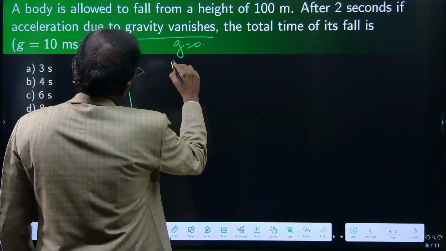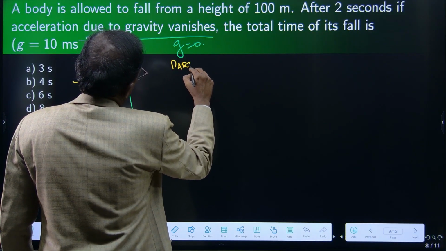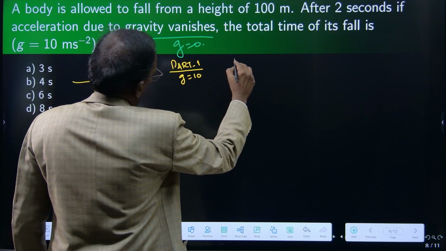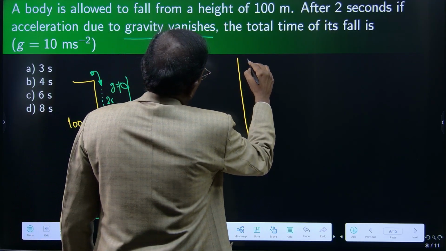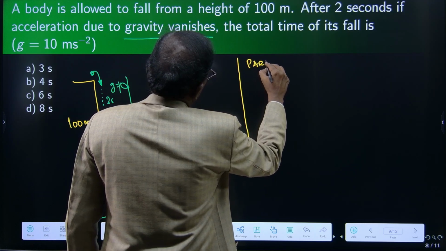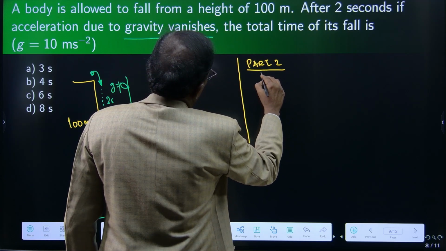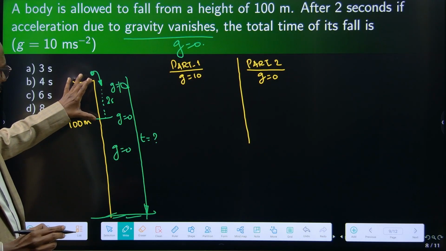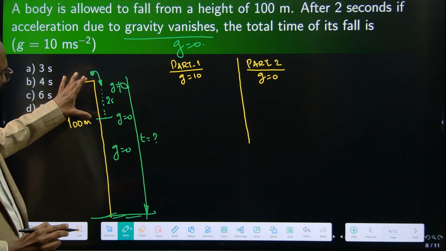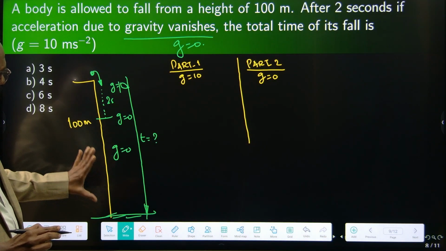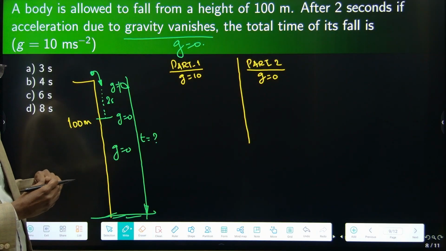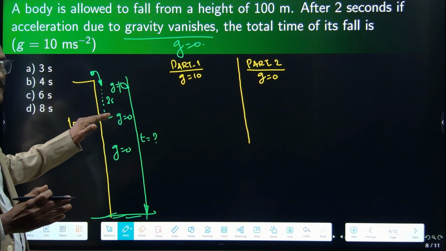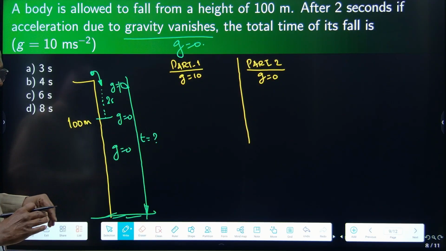Part 1, g is equal to 10. Then part 2, g is equal to 0. Part 1 is this distance. Part 2 is this distance. The entire distance is 100 meters. How long will the stone take to reach the ground if this condition exists, right?